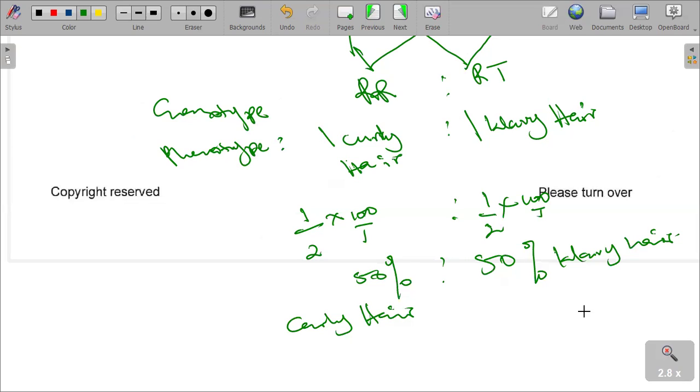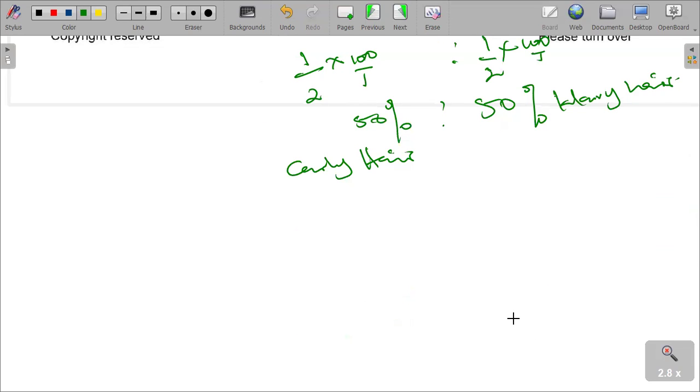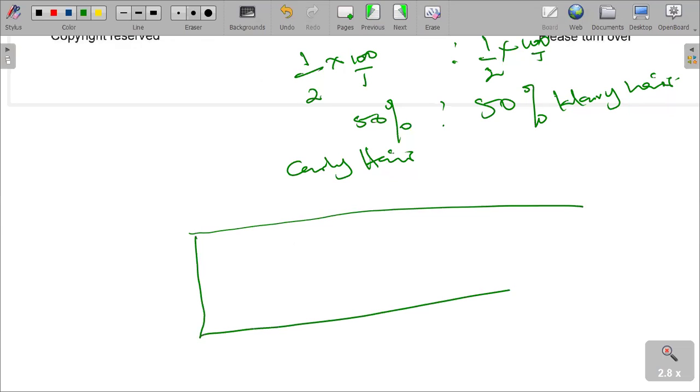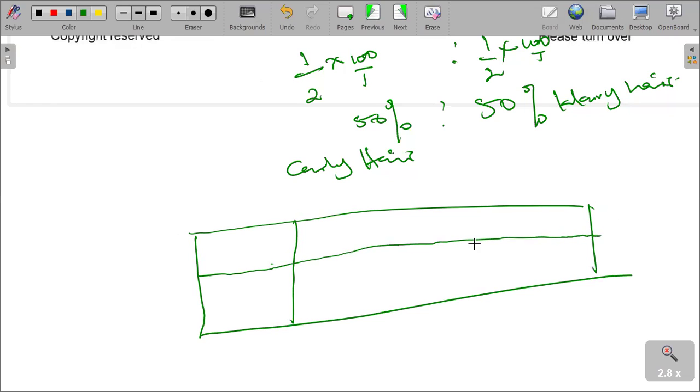So our answer is a 50% to 50% chance of curly and wavy hair. But most of you are used to calculating this question through a Punnett square. Just to make it easier for those of you who are used to the Punnett square, I'm going to show you now, but the answer remains the same anyway.